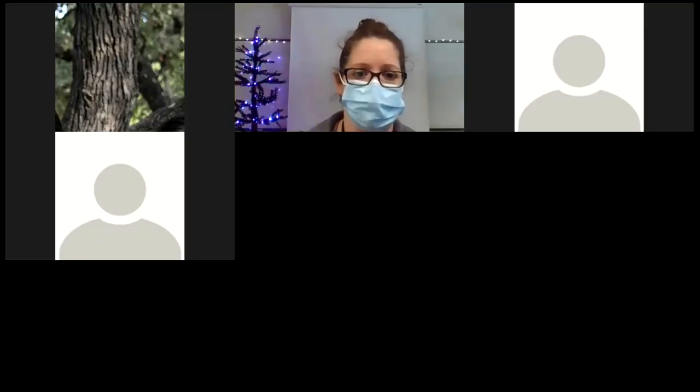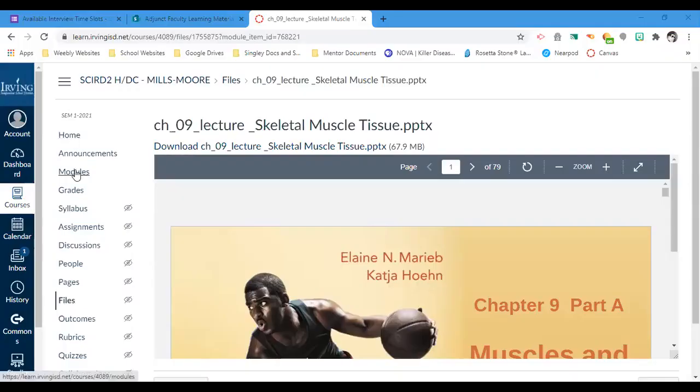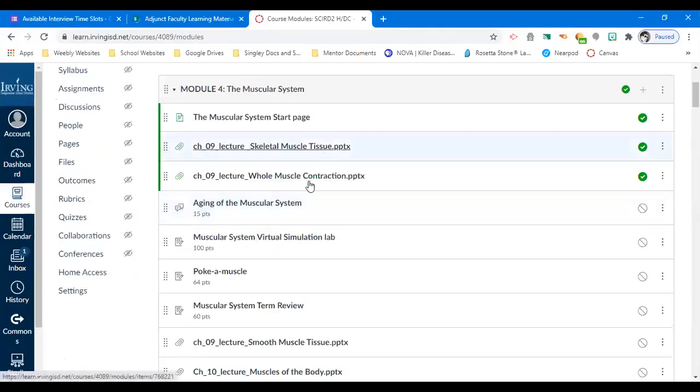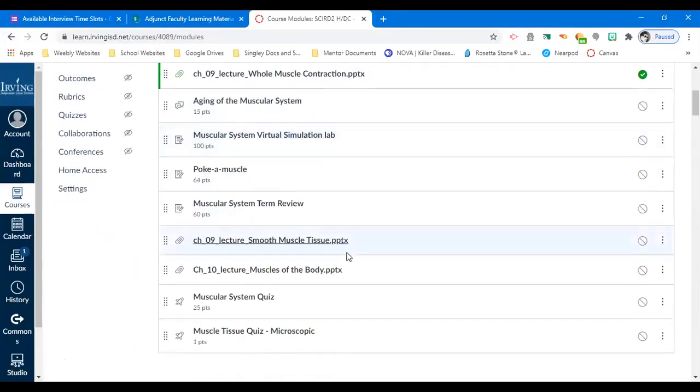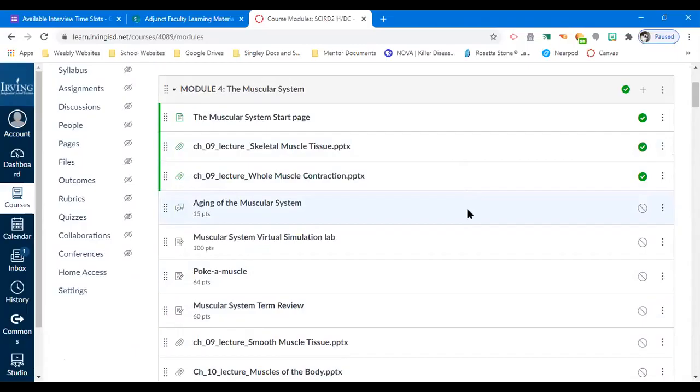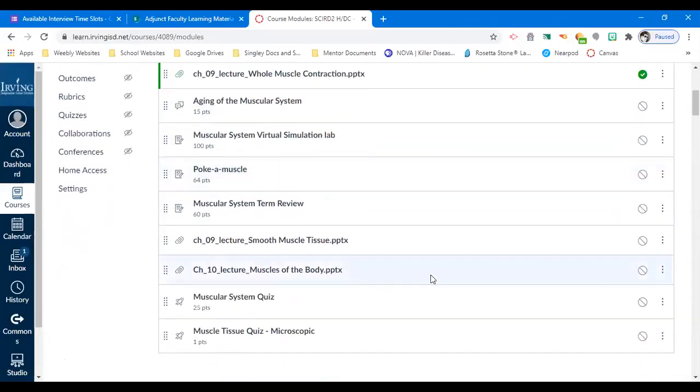Let's see, 1, 2, 3, 4, 5, 6. Only Fatima. But where's y'all's? There it is. No, that's my email. Here we go. We have skeletal muscle, and then we actually have whole muscle contraction, which is a shorter one. And then not shown yet is muscle tissue, smooth muscle tissue specifically, and then muscles of the body. So I'm sorry, it's actually 4 PowerPoints that we have to get through. So we're going to be in muscles for a while. In fact, you're probably going to be sick of hearing about muscles by the time we're done.